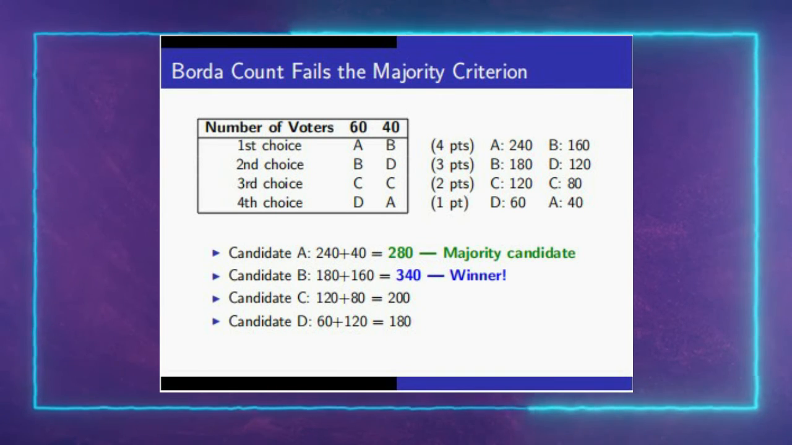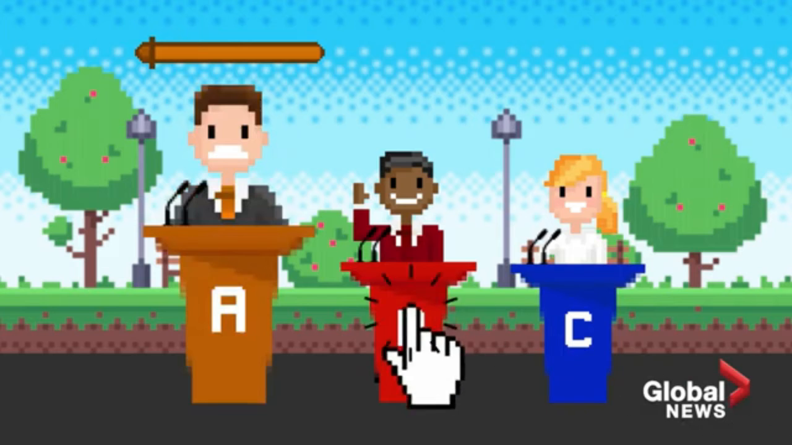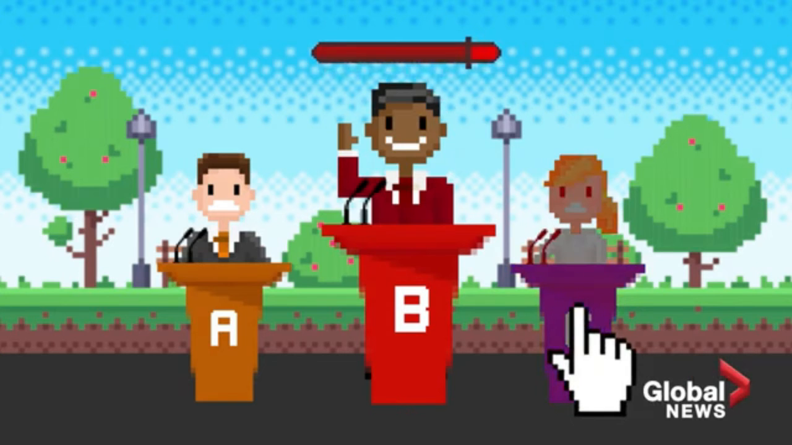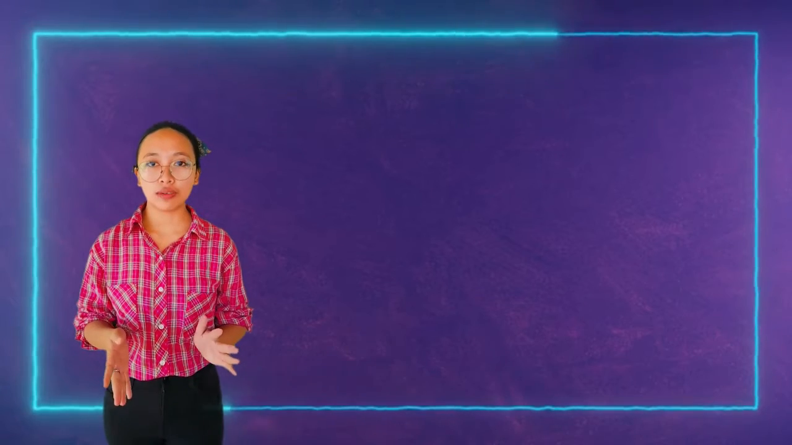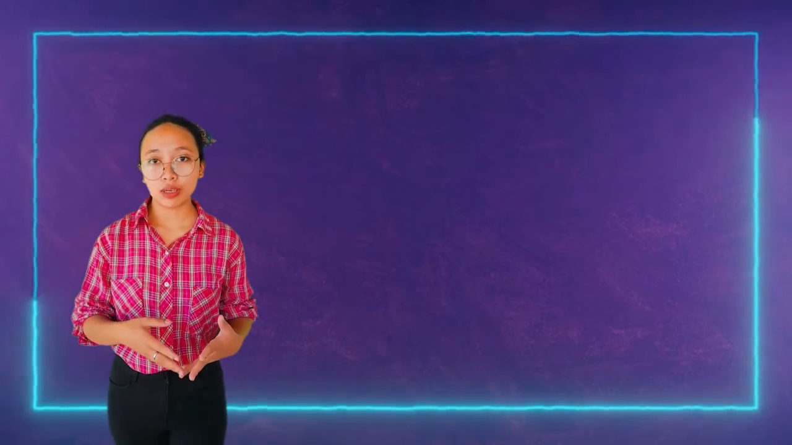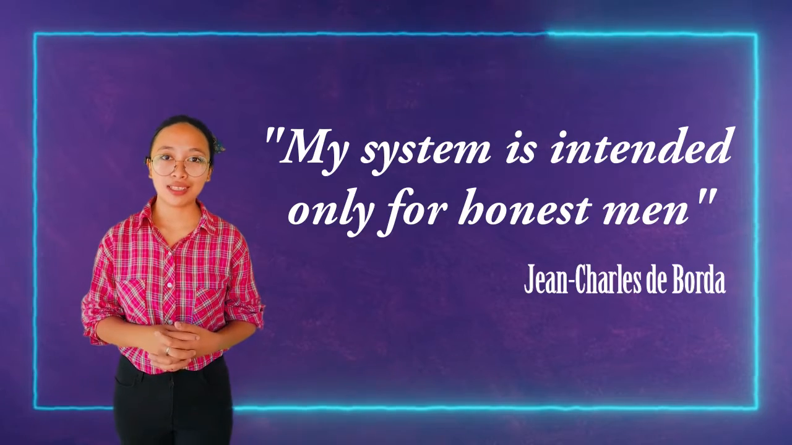It is also related to another disadvantage of this electoral system, as the system is prone or susceptible to strategic voting. It works like this. You want to vote for candidate A. They're your first choice. But unfortunately, candidate A has little chance of winning. Your second choice is candidate B. They're doing better in the polls. And you really dislike candidate C. So in order to make sure they don't win, you decide to vote for candidate B even though it's not your first pick. Among the critics of this electoral system, one of the most famous criticisms is that it is susceptible to strategic voting. With that, Jean-Charles de Borda stated that his system is only intended for honest men.